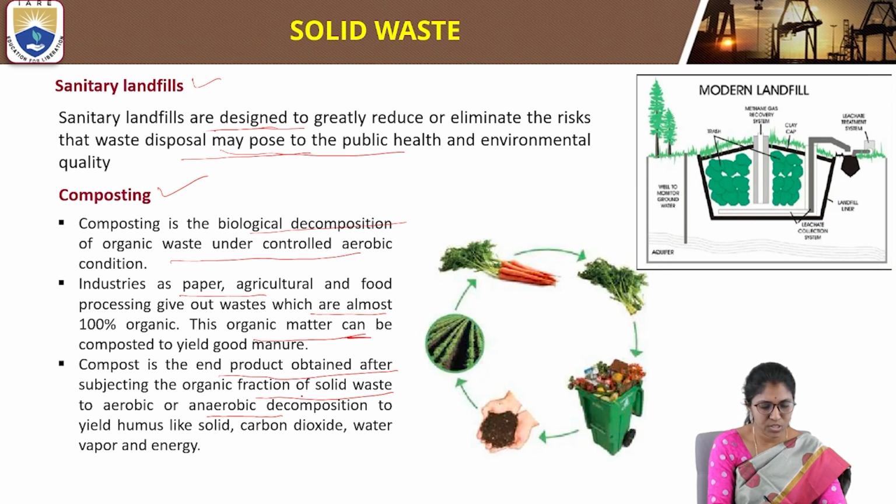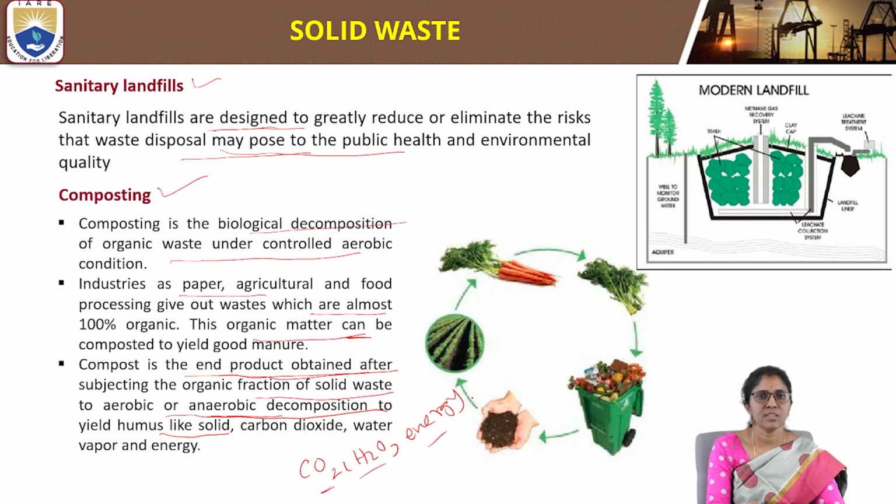So by composting, this is the end product. Compost is the end product. The end product obtained by the composting process is known as compost. It is obtained after subjecting the organic fraction of solid waste to aerobic or anaerobic decomposition to yield humus-like solid, carbon dioxide, water, water vapor and energy. So we will get carbon dioxide, water and energy, and also a humus-like solid material, which is also called compost.